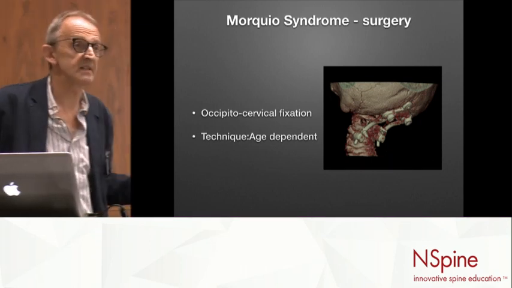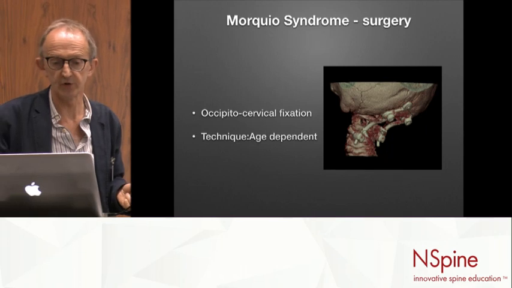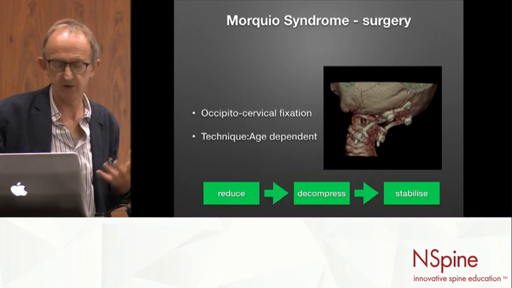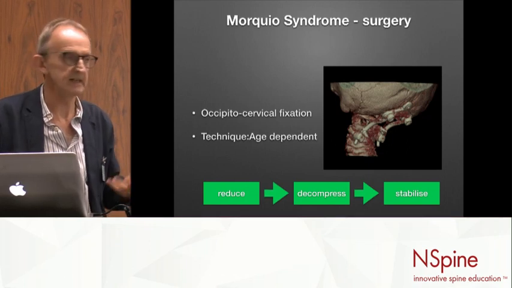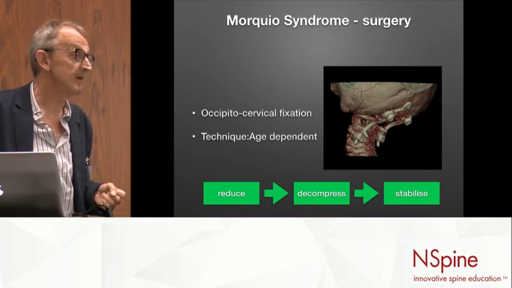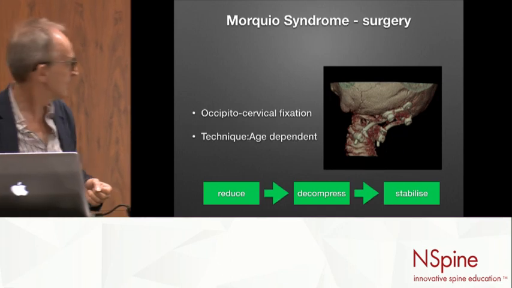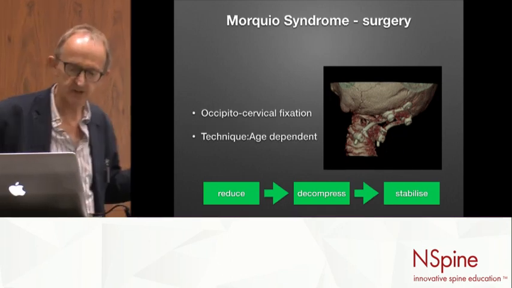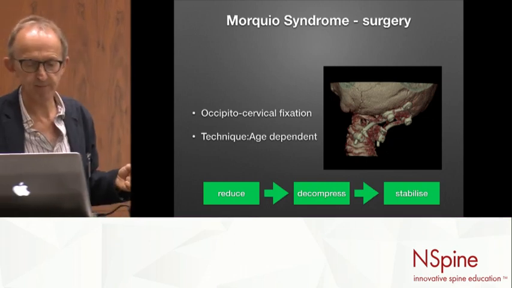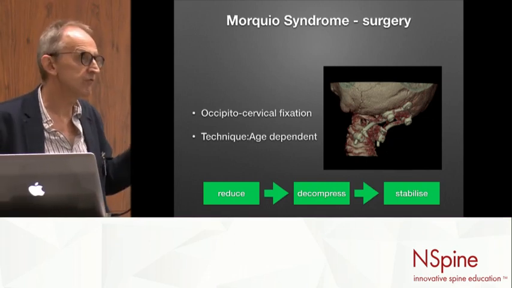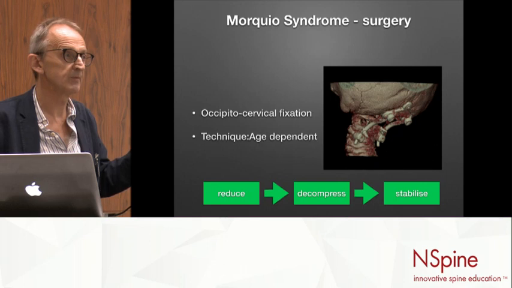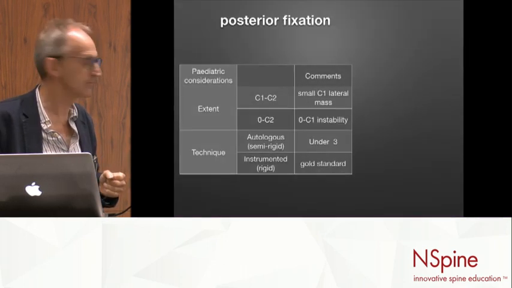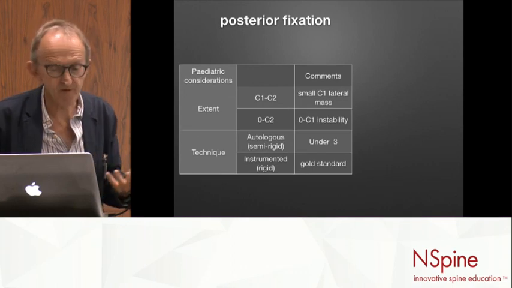Clearly, the gold standard is instrumental fixation when you can do it, but obviously the technique is somewhat age dependent, because clearly a 2-year-old Morquio may be very difficult to internally fix, whereas at the age of 5, 6, 7 that becomes a much greater option. But again, reduction is absolutely paramount. Then, if after optimal reduction you've still got some compression there, then you can decompress at the time of your stabilization procedure.